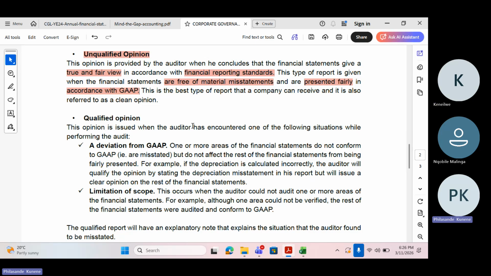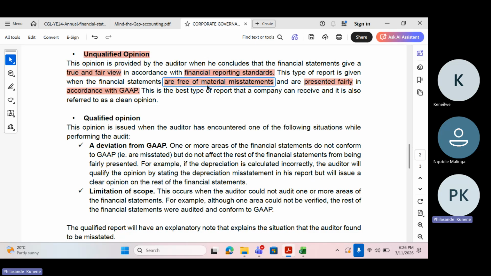Exactly. So you cannot find something that is not supported by a document. You cannot find a number in the income statement that is not supported by a document, even if it's interest income, even if it's an interest expense. We do a general ledger for loan accounts there. There must be a statement from the bank indicating how much interest they charged you. Then I would be happy. I would say the interest is free from material misstatements.